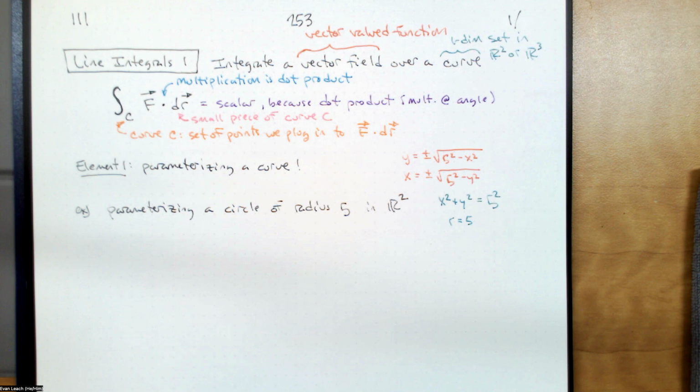Now we're going to make a parameterization of the circle. Even though we have a description that works for us in R2 already, we're going to want to eventually graduate to R3. So we need to parameterize it.